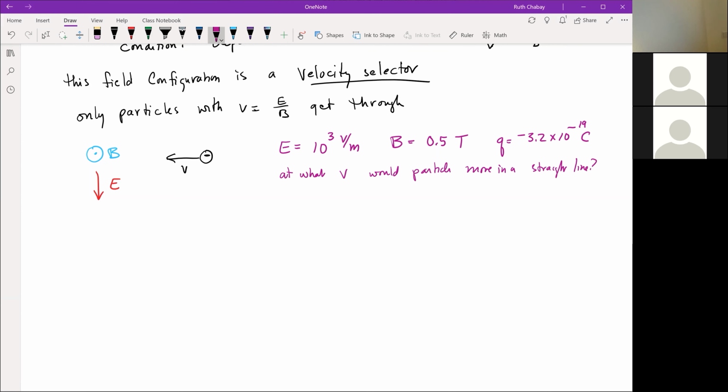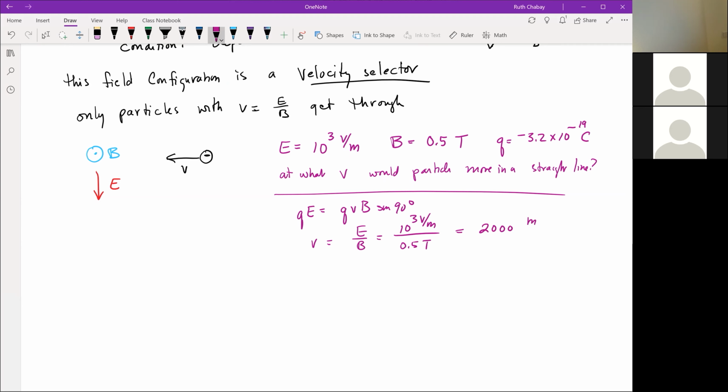Well, we want QE to be equal to QvB sine 90 degrees. So v is equal to E over B. That's 10^3 volts per meter divided by 0.5 Tesla, which comes out to 2,000 meters per second. So if a charged ion was traveling 2,000 meters per second, it could go right through.